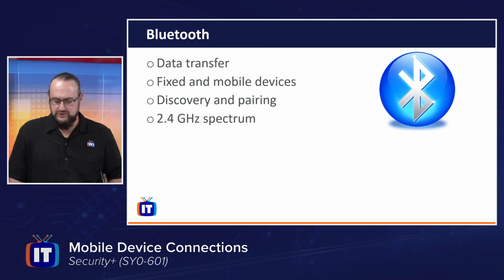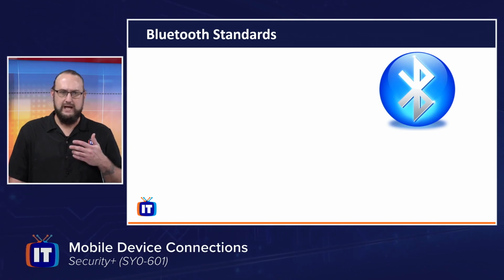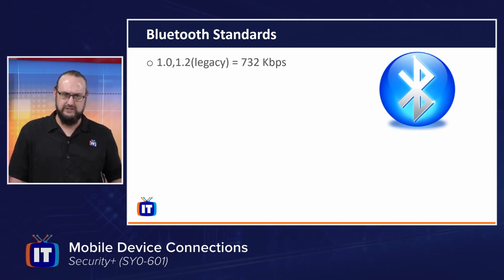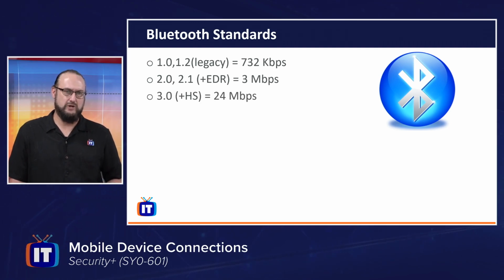Some of the things that I want you to be aware of are some of the various Bluetooth standards. Again, have a passing familiarity. Legacy, you don't really have to worry about too much because we're going way back, 732 kilobits per second. Then you have some of the later standards. That EDR is enhanced data rate, and you can see where the speeds are there. And then finally, there's 3.0, and that's high speed. And that's 24 megabit transfer speeds.